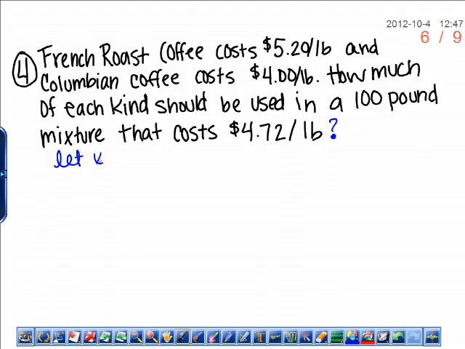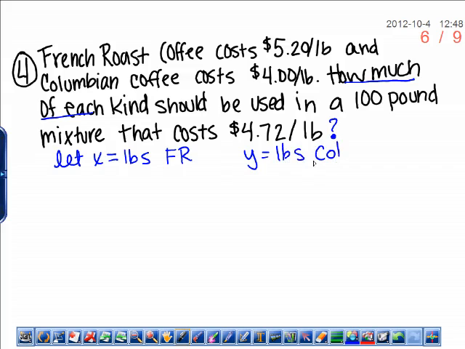So let's let x equal, what are our variables here? The cost? The cost is given to us. Pounds of French roast and pounds of Colombian. That's what we're looking for. It says how much of each. So let's let x be pounds French roast and y be pounds Colombian.